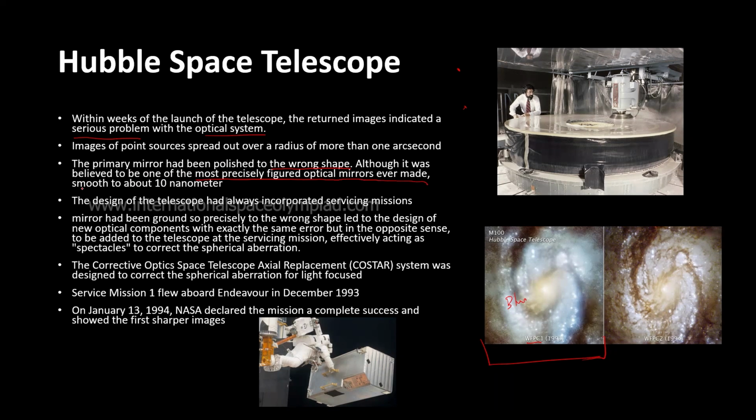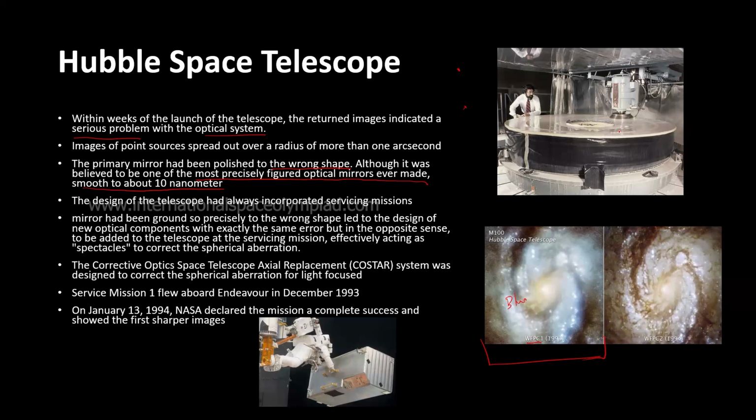Okay, smooth to about 10 nanometer. Nanometer is such a tiny size. It is so finely made that it is said to be something like the Titanic, it won't ever sink. It is also an optical mirror so fine, but the problem is that there was a small problem with the polishing. There is a tiny error in the polishing at one part of the mirror.